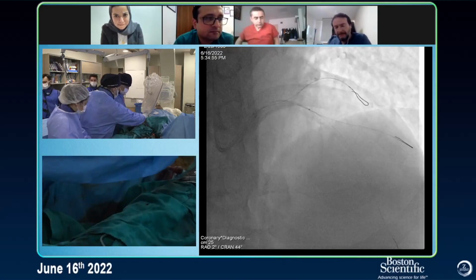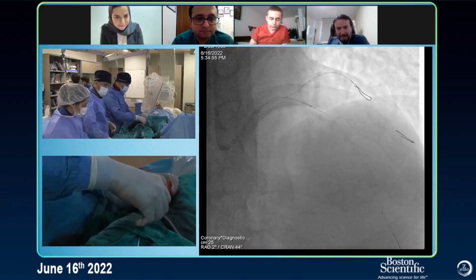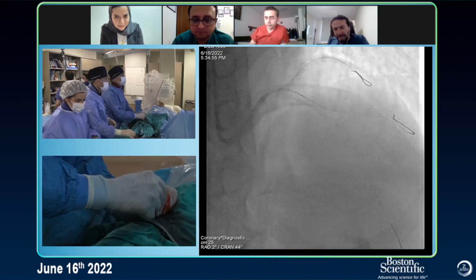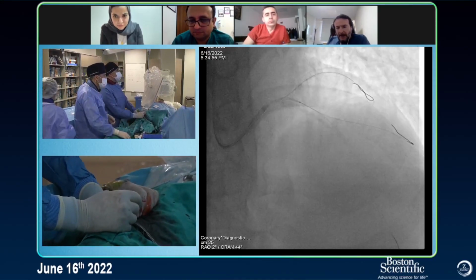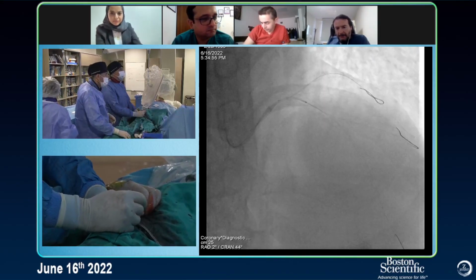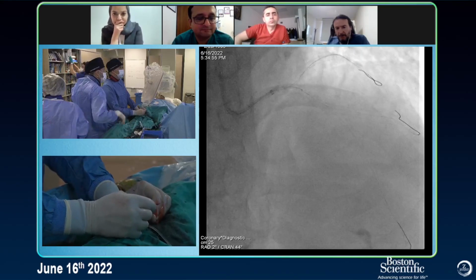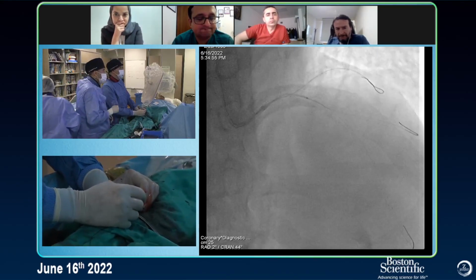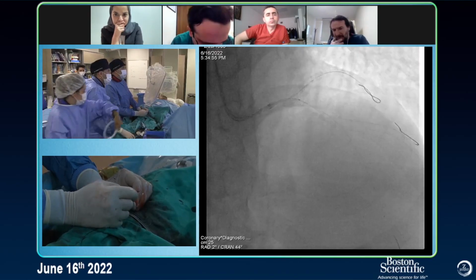Let me take one more balloon, 3.5, one more, guys. I like to remove my course. I think, guys, I use Guideliner here. Godzilla. Do you have Godzilla? Of course, Boston is there. Remove the stent and we will.